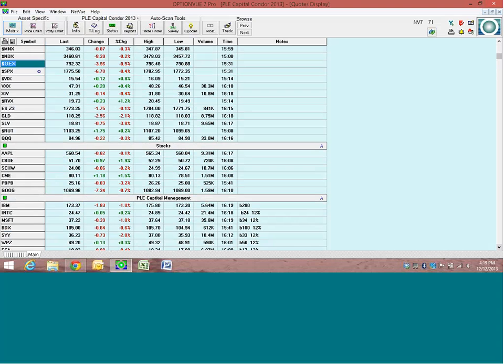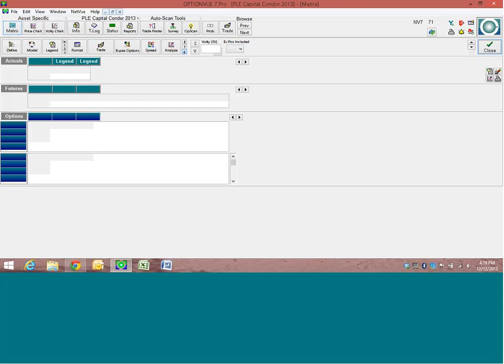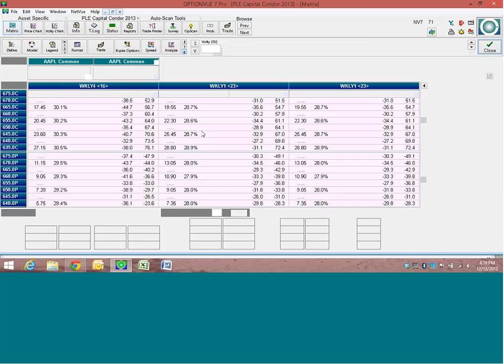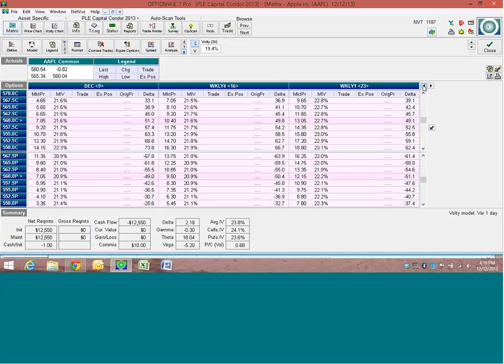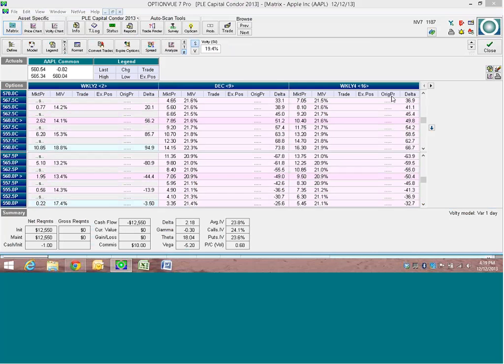Let's go over to Apple. There's a good one. So you've got Apple, and I've got the weeklies on. All right, so we'll move over here. Oh, God, look at Apple, all the stuff they've got. Let's just go over and use this one.